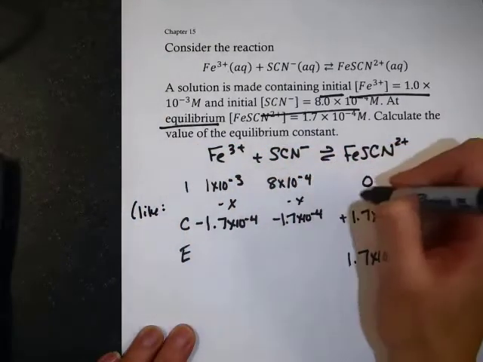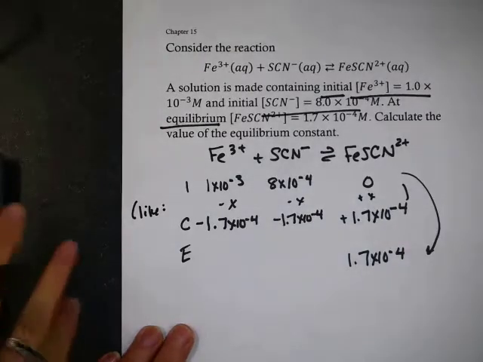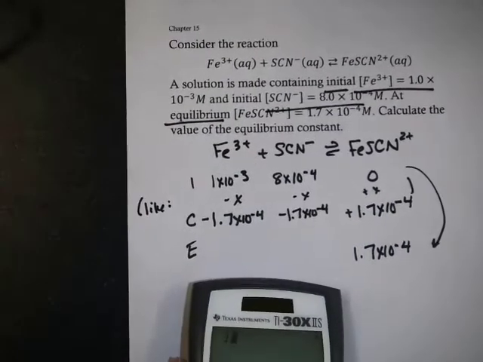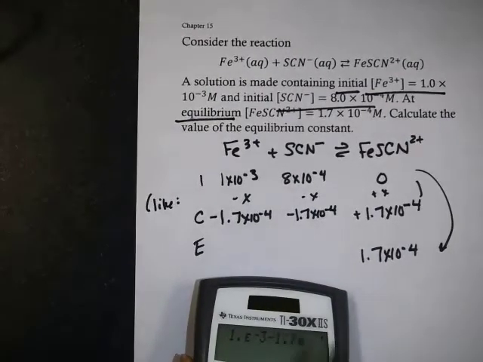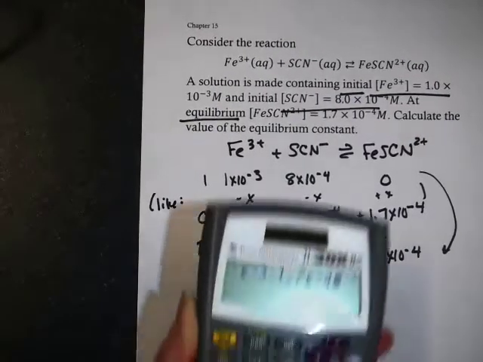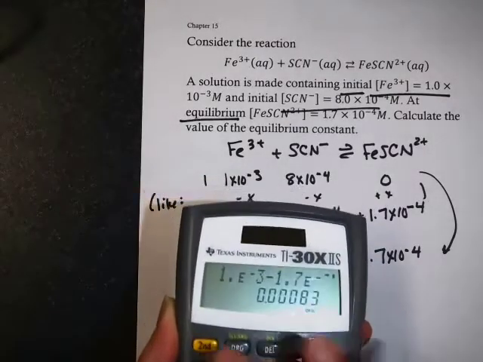If I was doing this in terms of x's, it would be minus x, plus x, and the x would be the 1.7 times 10 to the minus 4. So I can plug those in. So now I can just take the initial plus the change and get my equilibrium for the iron and the SCN minus ion.